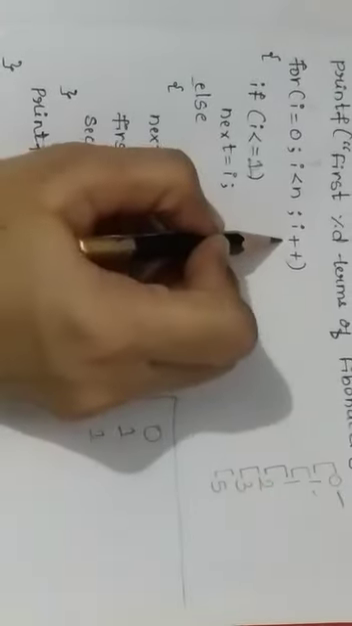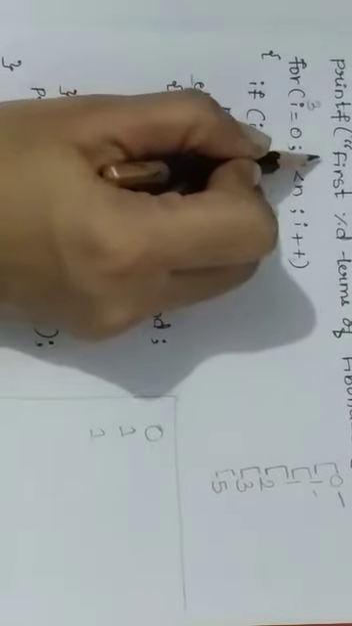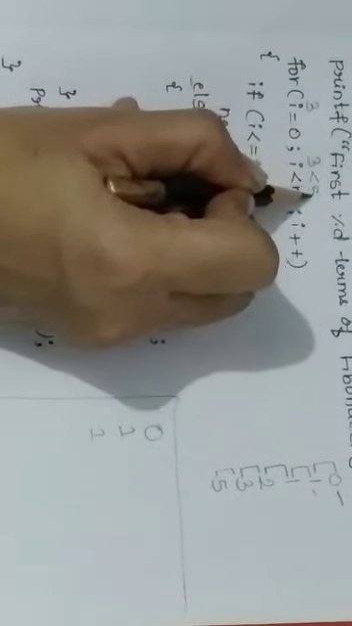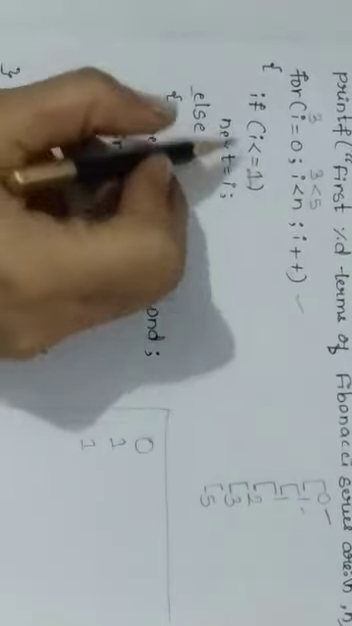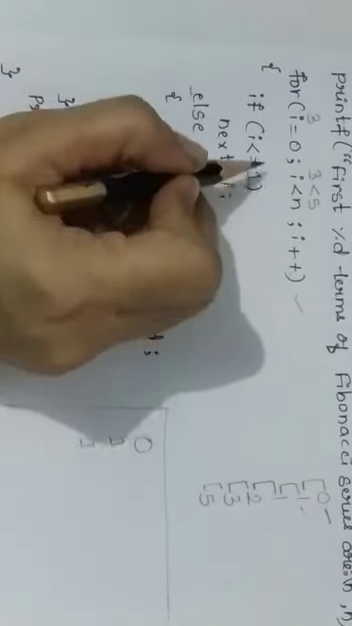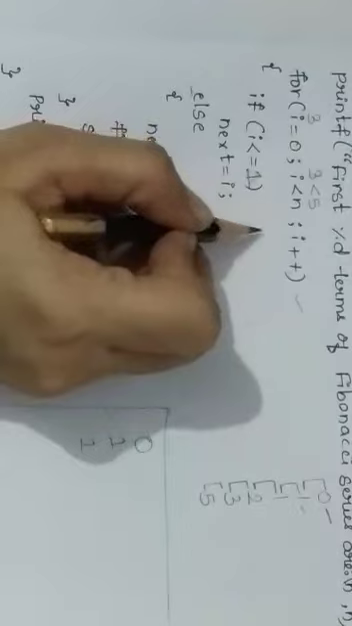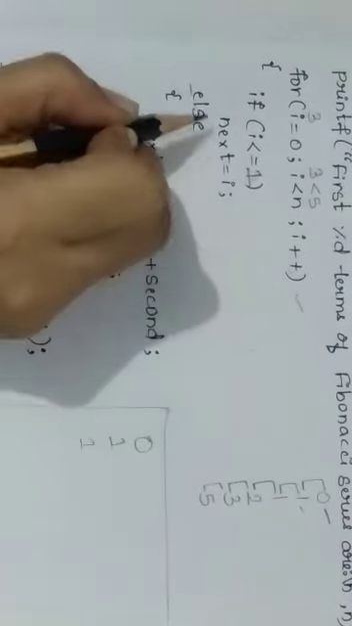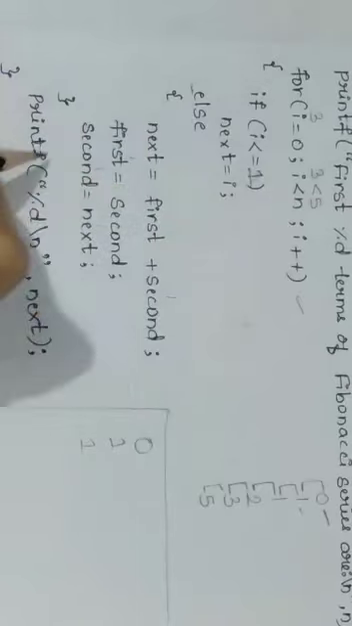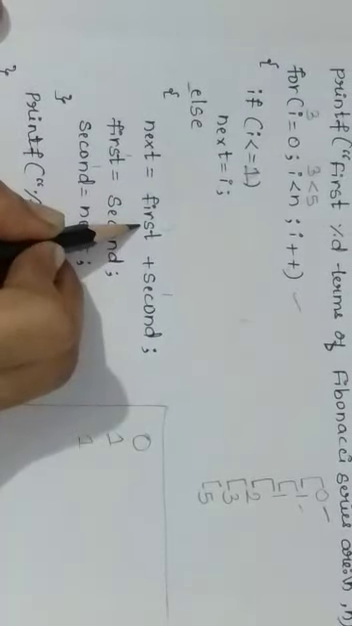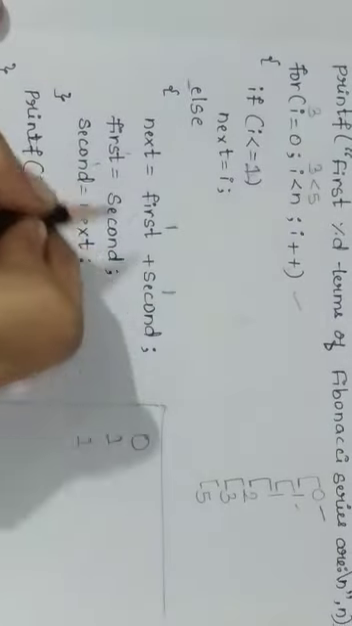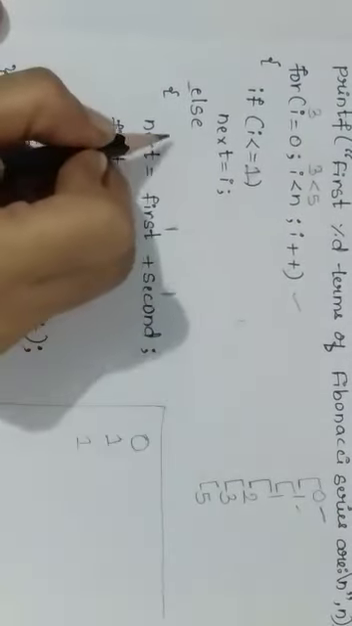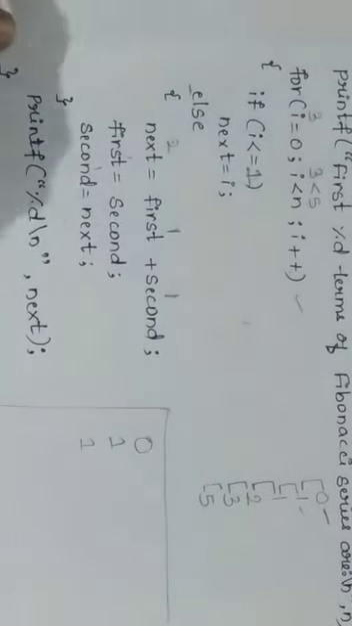Now i value is incremented. i becomes 3 now. 3 is less than or equals to 5, so condition is true. So it comes in loop. If 3 is less than or equals to 1, no, condition is false here. So it will not execute this statement. It will come to else part. So what is the value of first? First value is 1. What is the value of second? Second value was also 1. Now what is the sum of these two? 2.